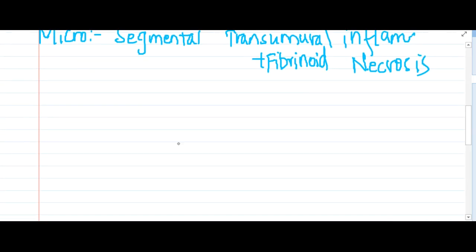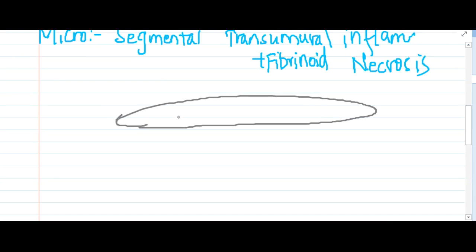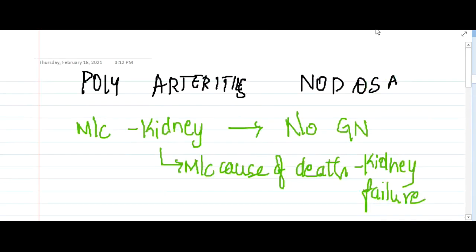That means if you take into consideration this is the vessel. Here you will have the transmural, that is involving all the layers of the vessel. Here there is an inflammation, here there is an inflammation, here there is an inflammation. So this is segmental and transmural inflammation, and you will also see the presence of fibrinoid necrosis. So this is about polyarteritis nodosa. Thank you for watching.